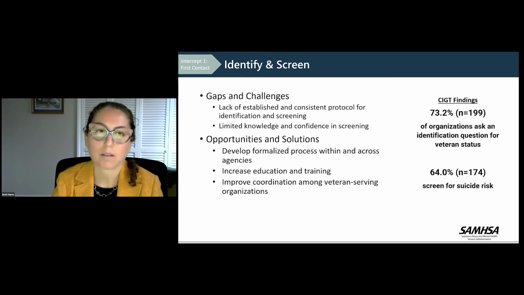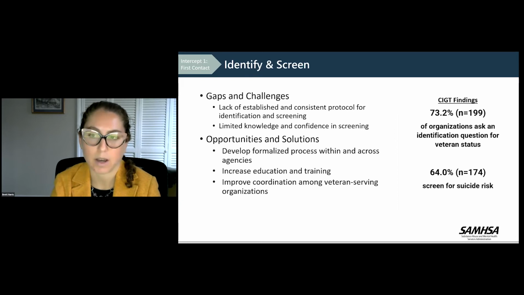The communities talked about a number of gaps and challenges, and just big picture, as we hear, there's a lot of work that needs to be done at the community level. It's no surprise, but what's promising is that communities have identified multiple opportunities and solutions that are tangible and can be completed. I think this gives us a nice map for getting to where we need to be. Regarding identification and screening, according to the quantitative CIGT, 73% of organizations ask an identification question for veteran status. That's usually the Ask the Question that was mentioned earlier.